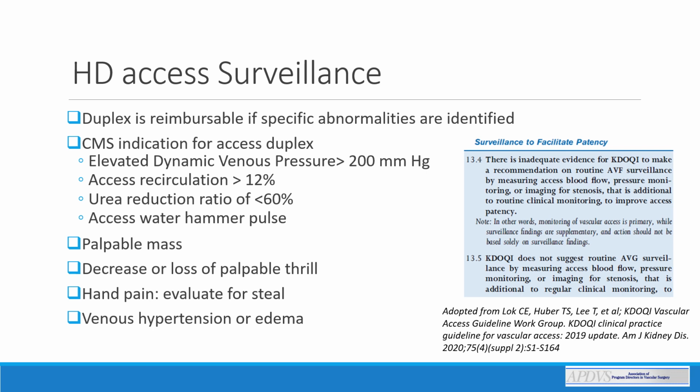After fistula maturation is achieved, duplex ultrasound can also be used to evaluate causes of access malfunction. KDOQI guidelines do not recommend routine duplex surveillance of fistulas or grafts, but rather duplex should be done if specific abnormalities are identified, such as elevated dynamic pressures, recirculation, decreased urea reduction ratio, water hammer pulse, decrease or loss of palpable thrill, palpable masses, hand pain, or arm swelling.